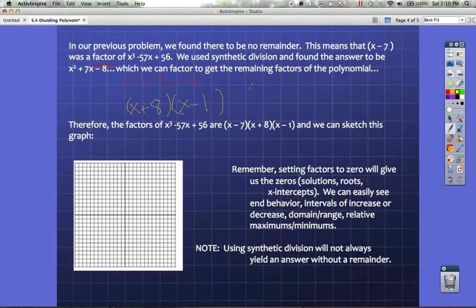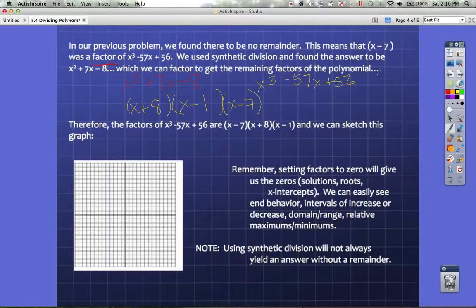Okay, so now our complete factors then for the entire polynomial that we started with, x cubed minus 57x plus 56, the entire factors that make that polynomial are these two plus the one we divided out. So that's x minus 7. So if you were to multiply all those together, that's what you would get, x cubed minus 57x plus 56. Therefore, those are the factors.